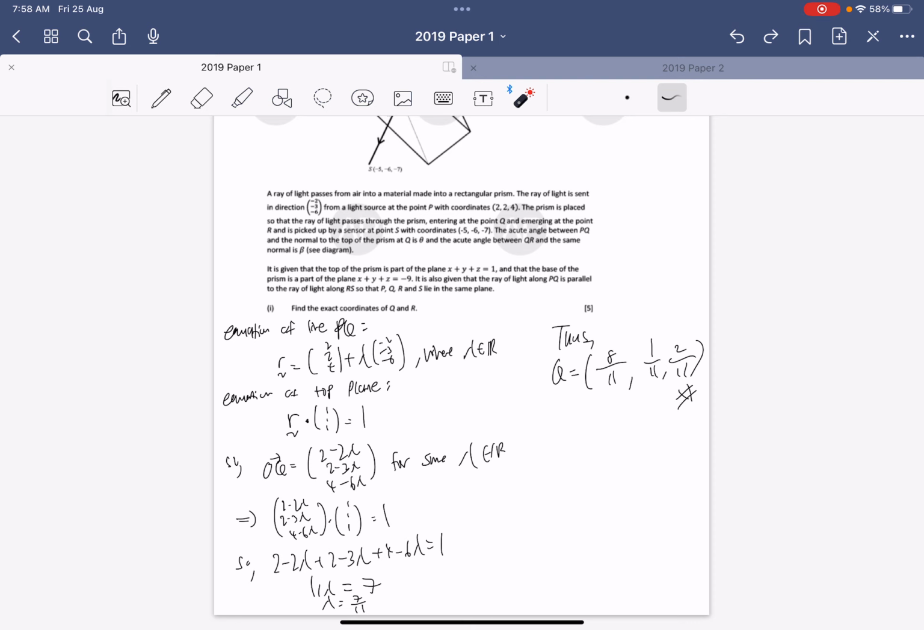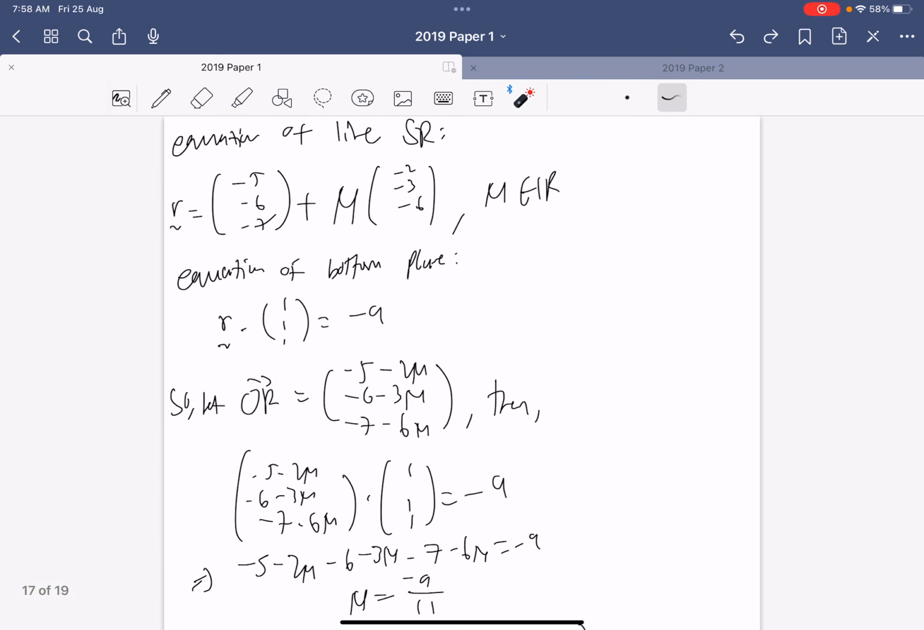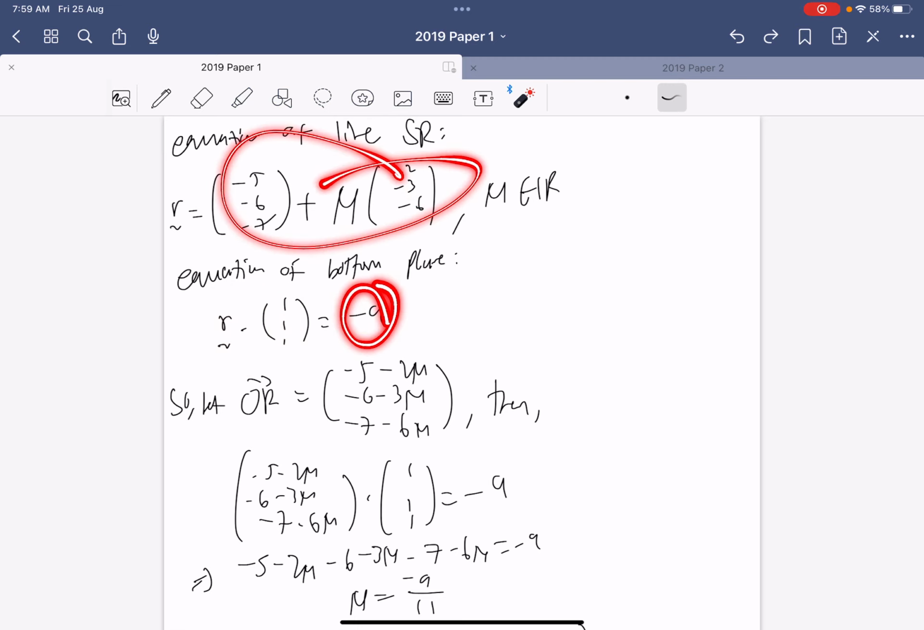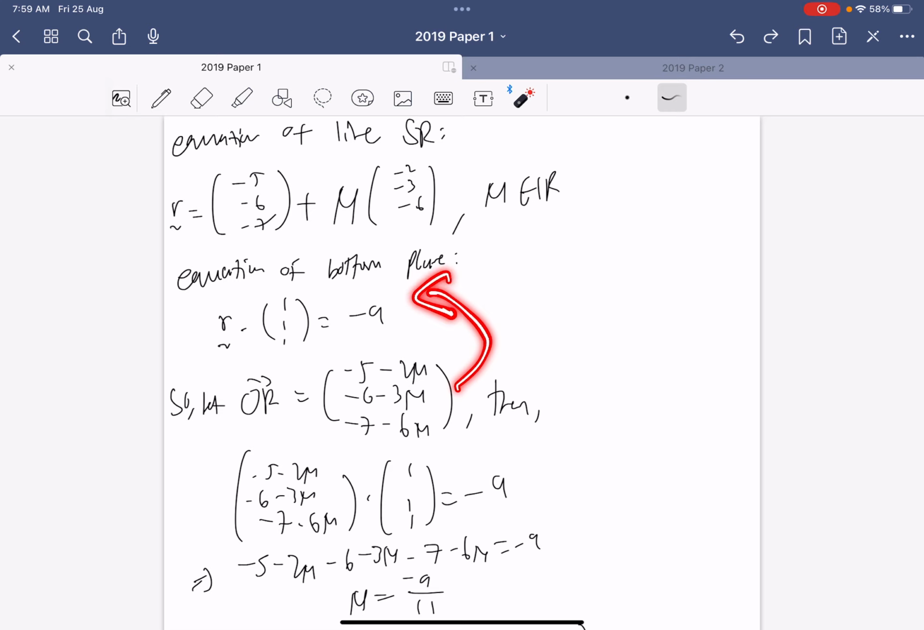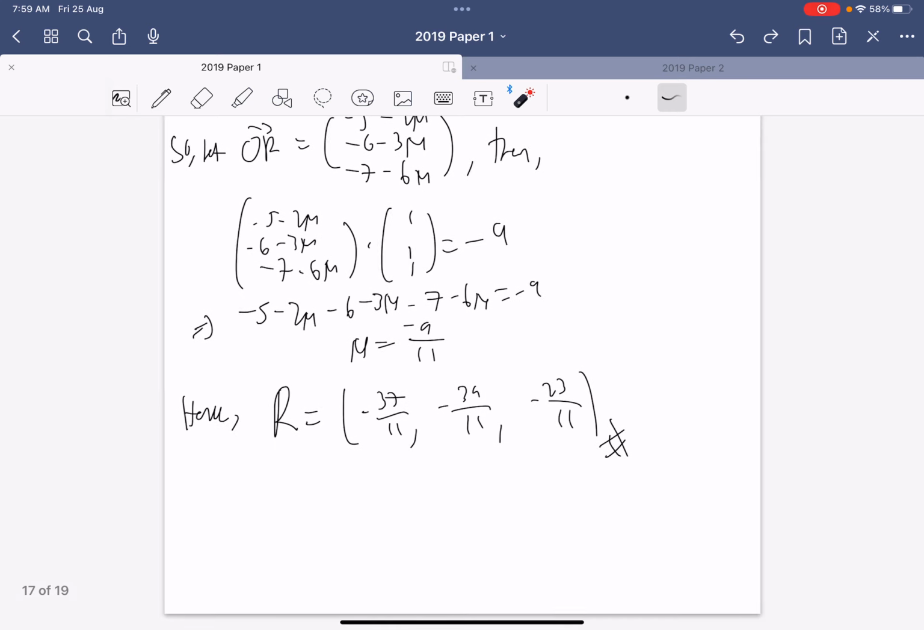And the same thing for the coordinates of R. So you find the equation of line SR. So you've got (-5, -6, -7), and then you've got mu times (-2, -3, -6). And the bottom plane is (1, 1, 1) dot r equals -9. Again, R satisfies this, so it can be equal to this vector for some mu. And we just substitute it into the bottom plane equation since it also satisfies it. And we can solve for mu, which is -9/11, which allows us to get that R is (-37/11, -39/11, -23/11).